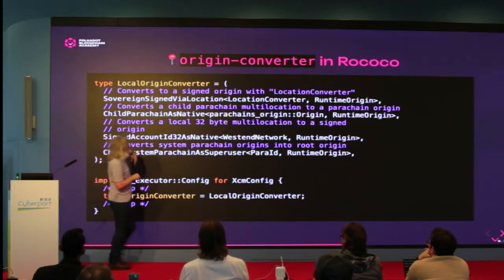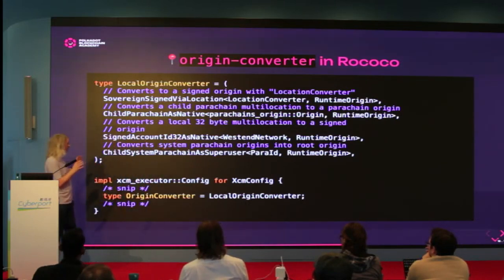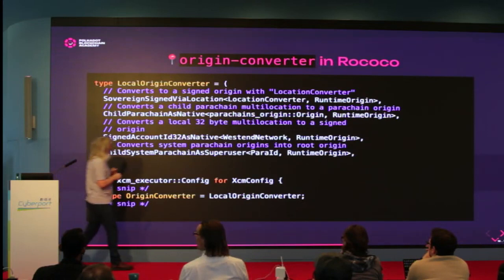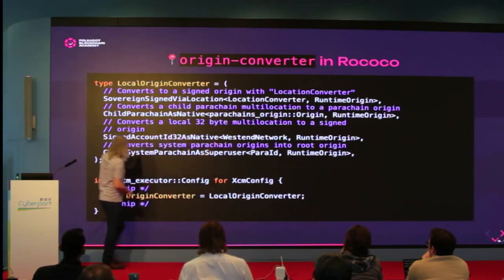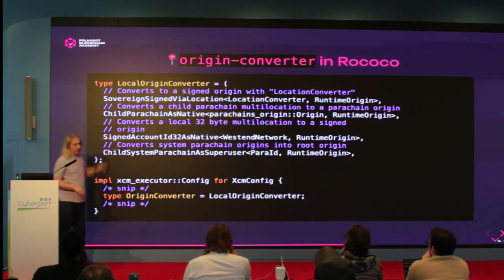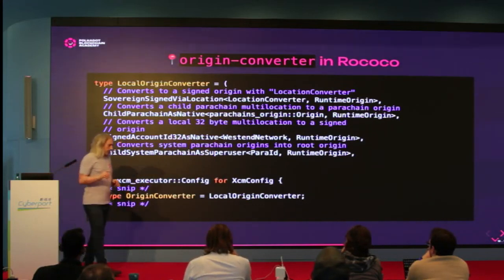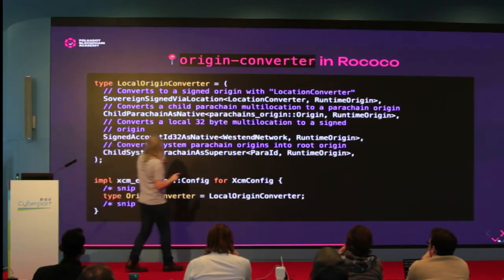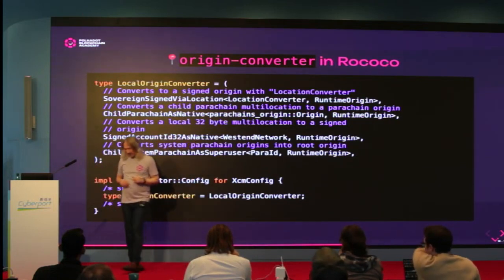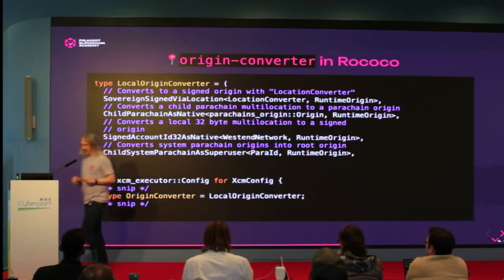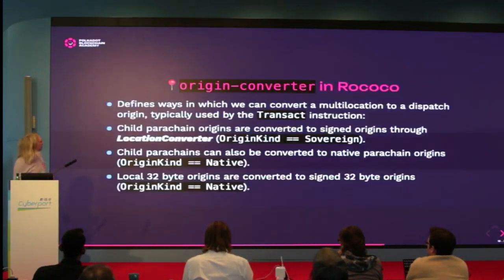It's special-casing that and saying, if I just see a location that's an account ID 32, and it's being converted natively, then I will turn it into a signed origin. Now, this is where you have to understand what natively means. I was kind of hoping not to get into this, but here we are.